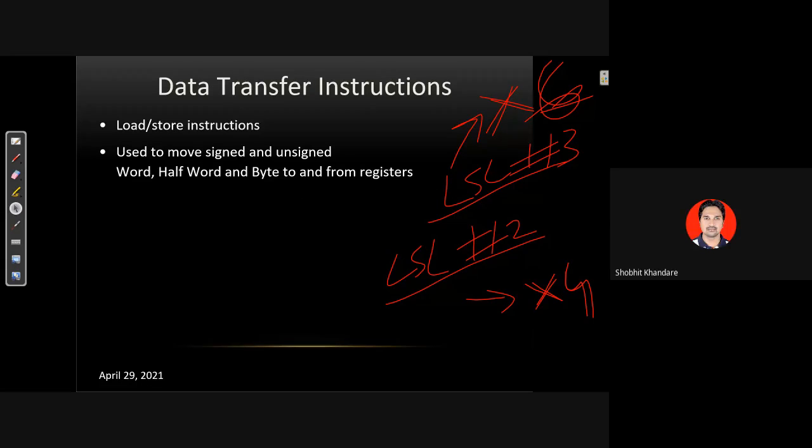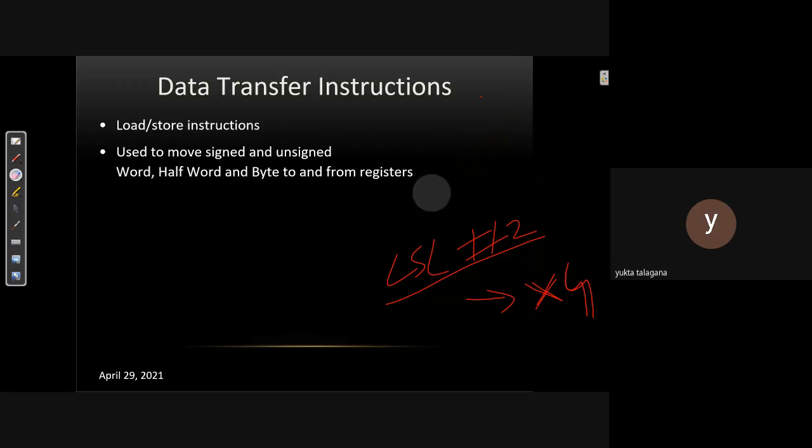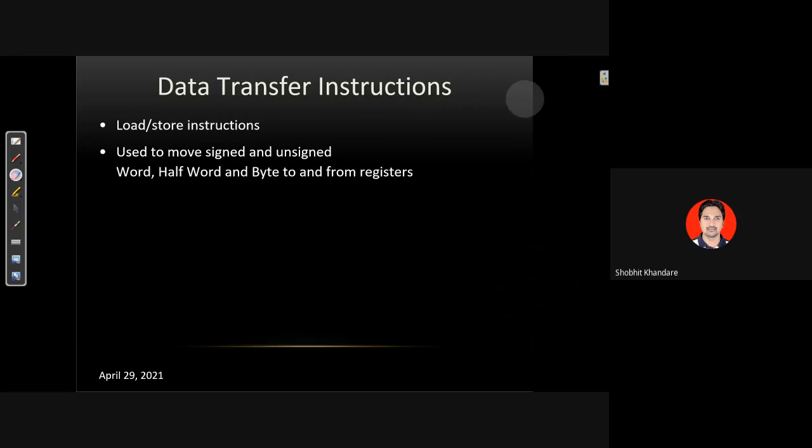Excuse me, sir. हाँ बोलो बोलो. Sir, if we want multiplication by 5, so what should we write in that hashtag? No. That is also a good question. Let me answer that.